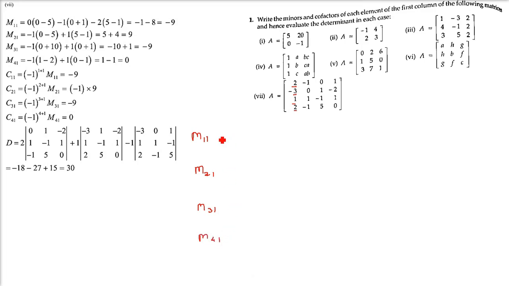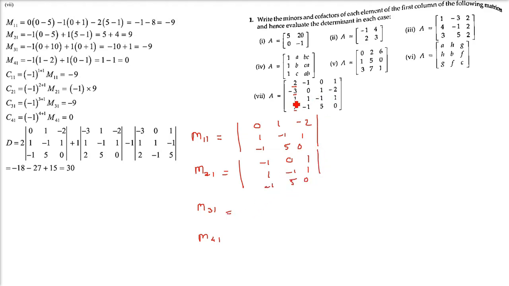So M11 will be what? Just forget about the first row and first column. Others you have to write: 0, 1, minus 2, 1, minus 1, 1 and negative 1, 5, 0. Now, second row, first column, just leave second row, first column. Others you have to write. It will be minus 1, 0, 1, 1, minus 1, 1 and minus 1, 5, 0 and 3, 1.